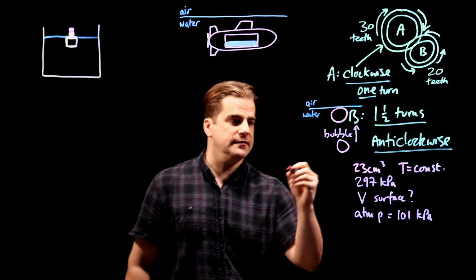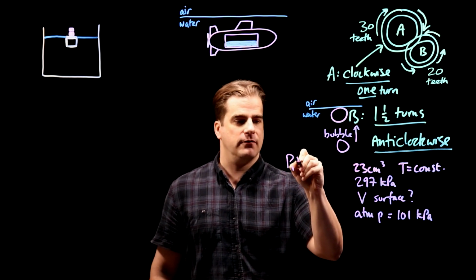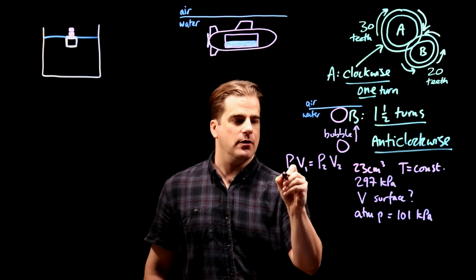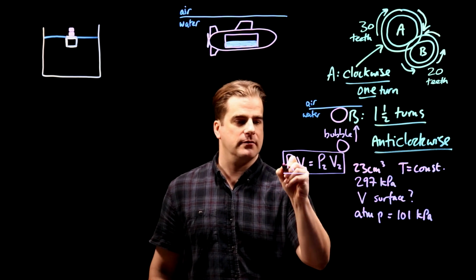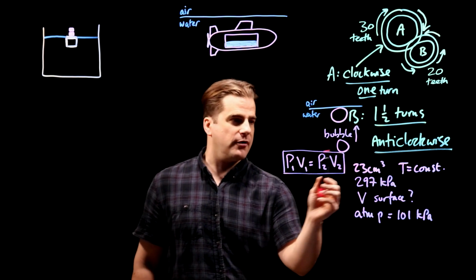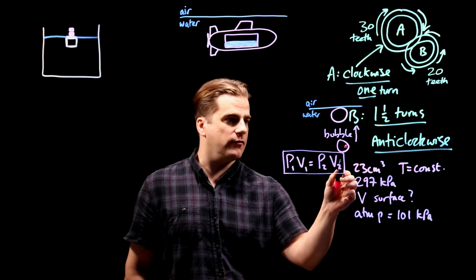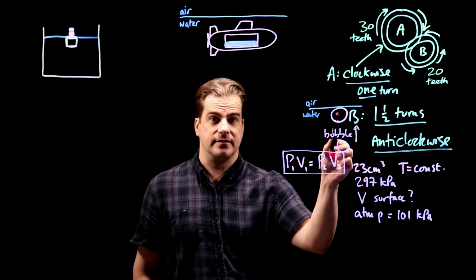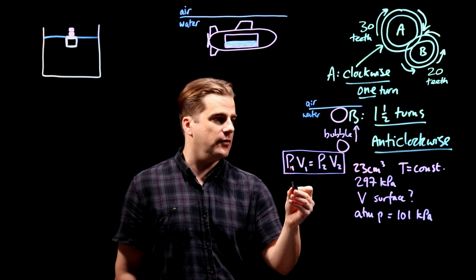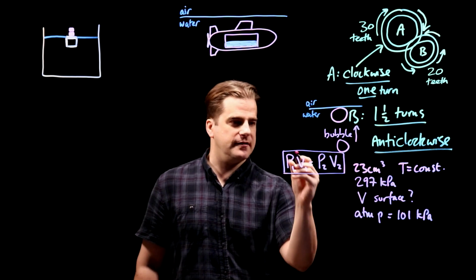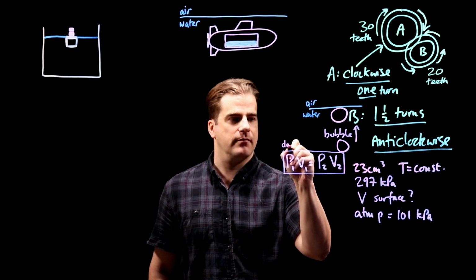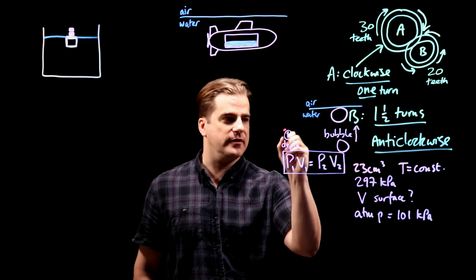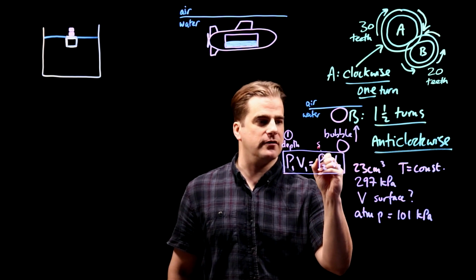And the equation is P1 V1 equals P2 V2. Well, what does that mean? It means that the pressure times the volume of the bubble at depth is equal to the pressure times the volume of the bubble when it's at the surface. So let's take this at depth. The ones refer to at depth and the 2 at the surface.